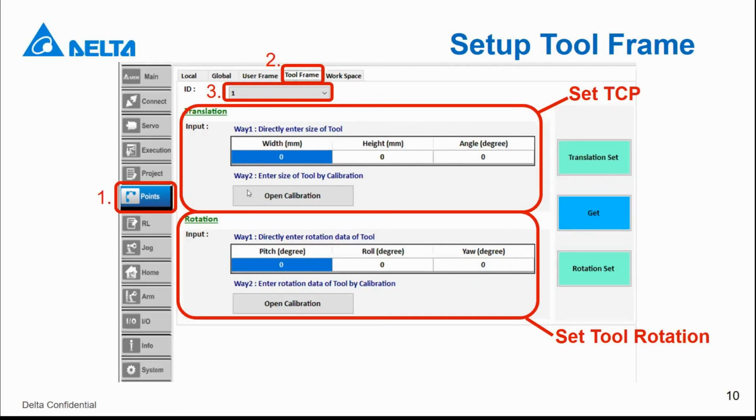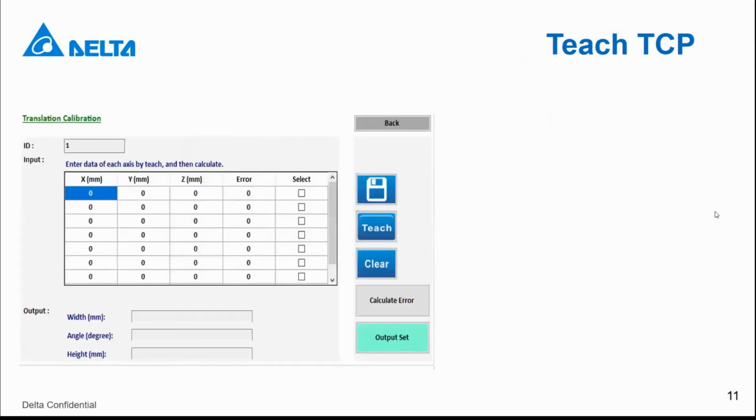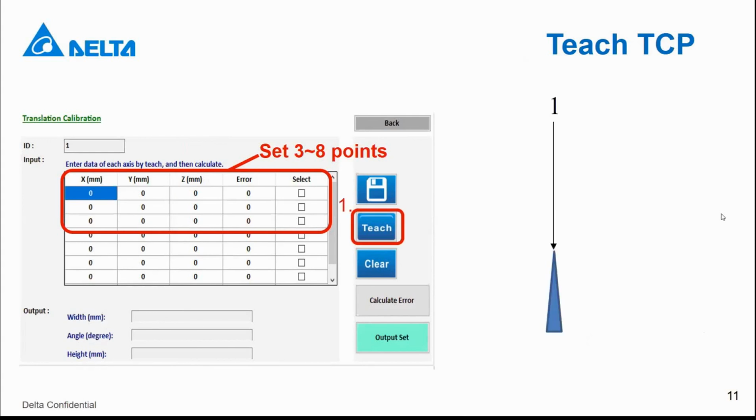But if you don't have them, then we have the calibration tool that can help you calculate these 3 parameters. So how do you use the calibration tool to teach the TCP? Basically, when you go into the tool, you will see this table. In this table, you need to teach 3 to 8 different points.